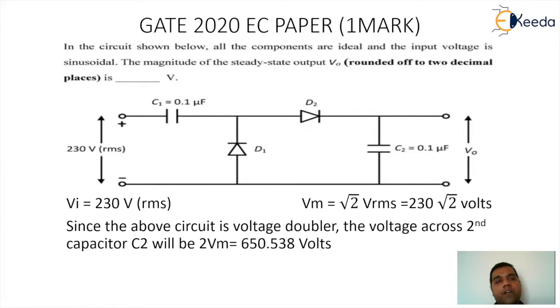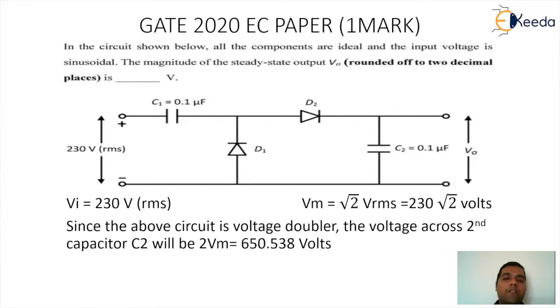If you observe the figure carefully, there are 2 diodes and 2 capacitors, C1 and C2, each of 0.1 microfarad, and the 2 diodes denoted by D1 and D2. The input voltage is 230 volt RMS.